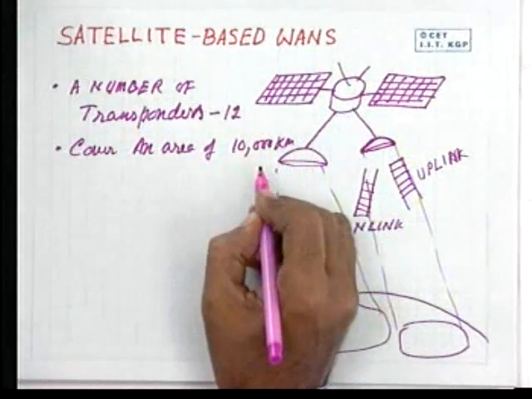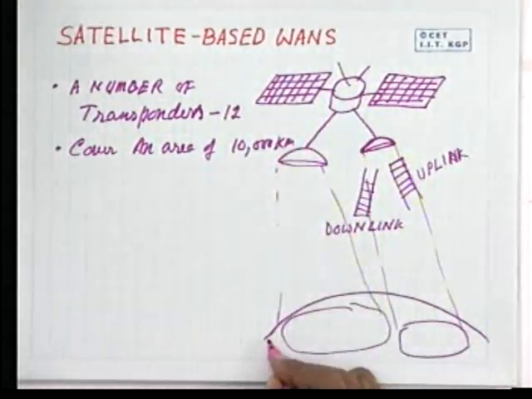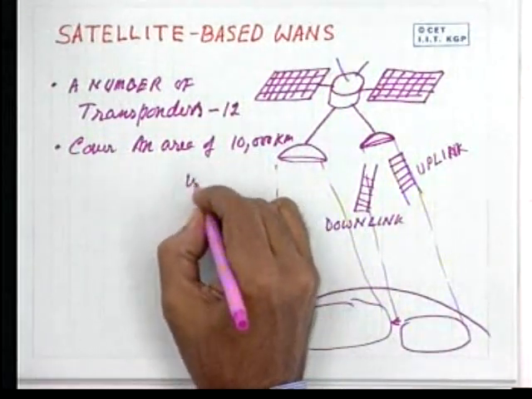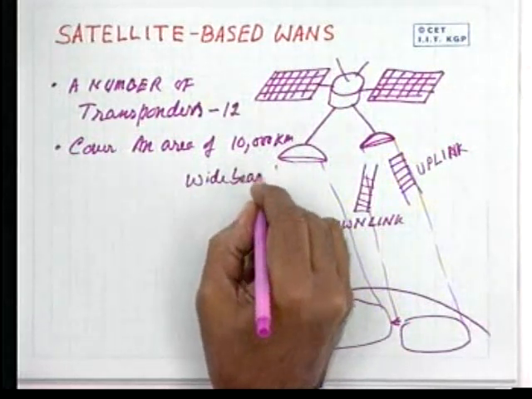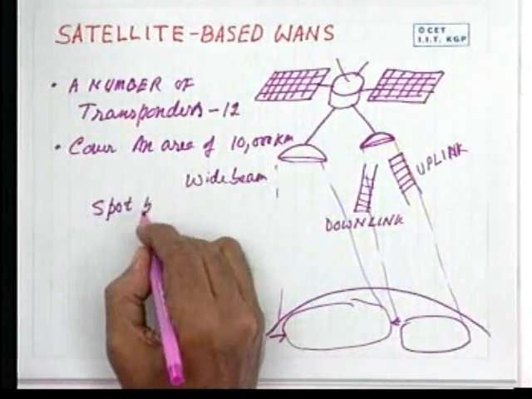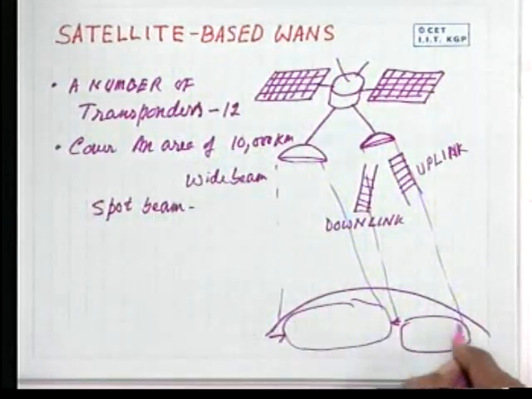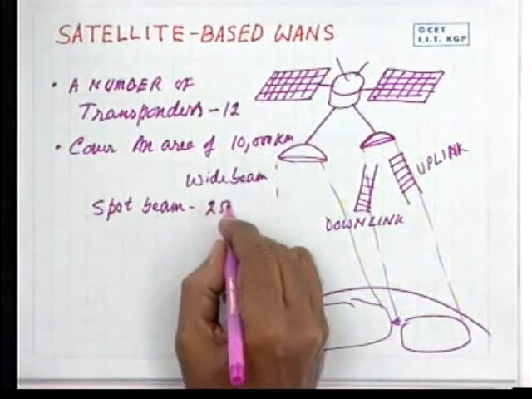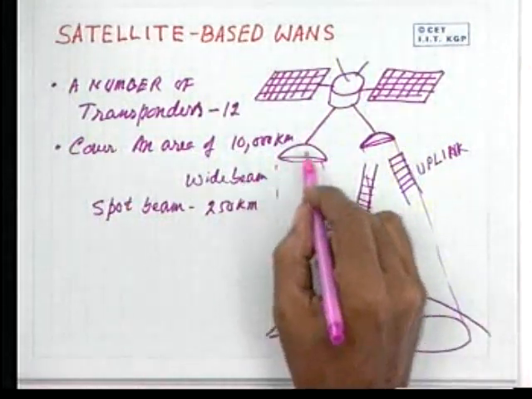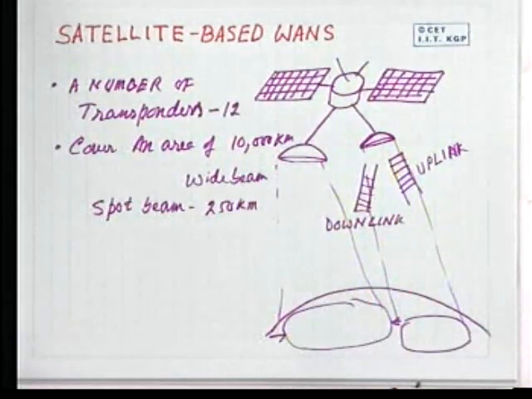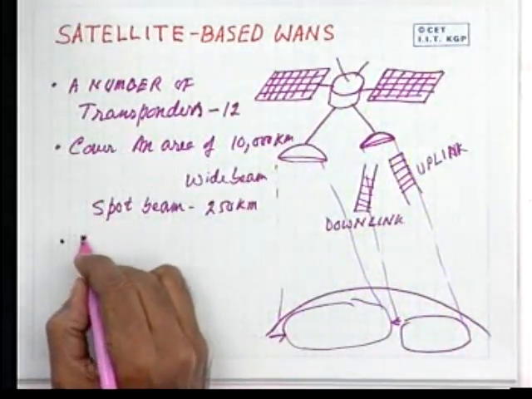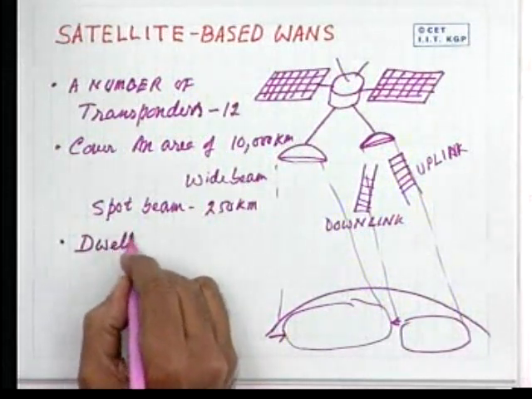And there are two ways of doing it. 10,000 kilometers across can be covered using what is known as wide beam. And by using spot beam, the area that can be covered is about 250 kilometers across. Now, the transponders can be focused on different areas for certain duration for communication purpose, and that duration is known as dwell time.